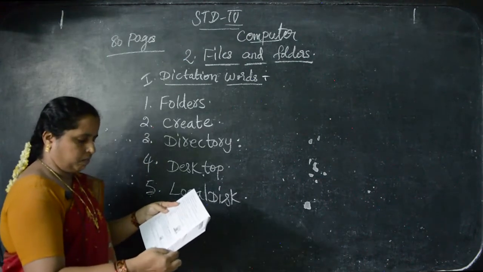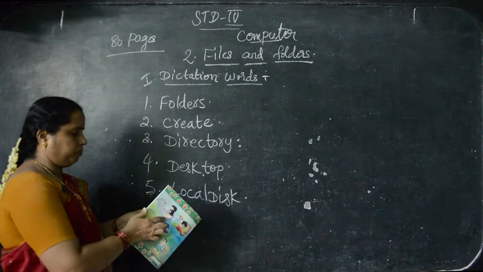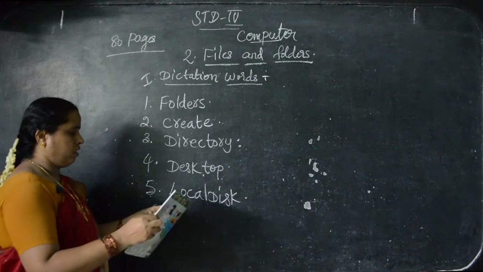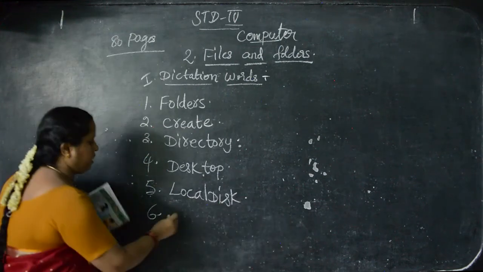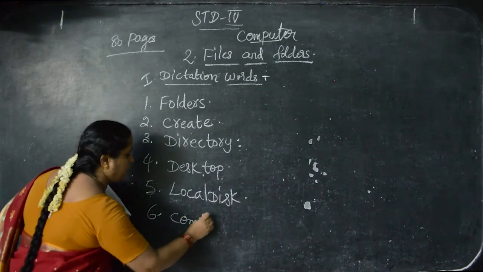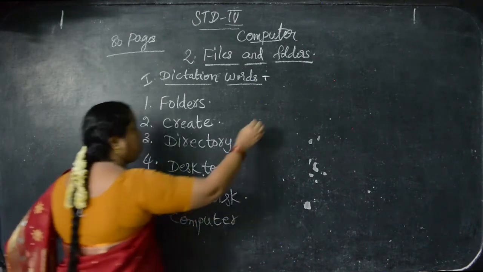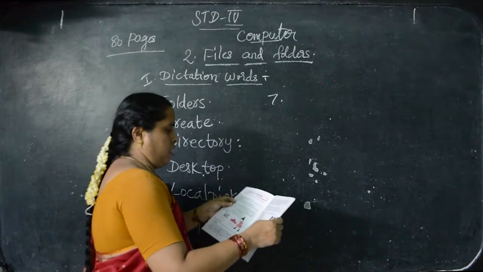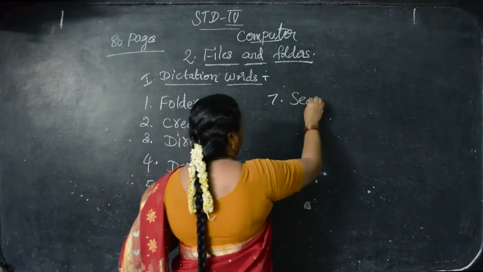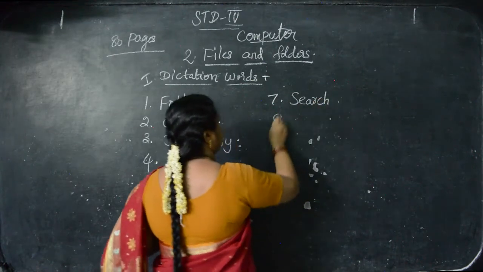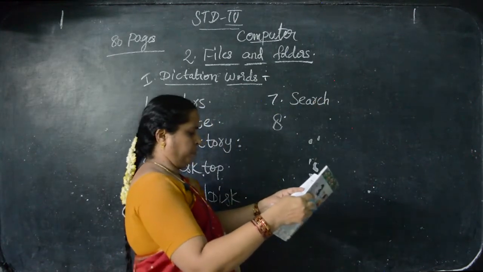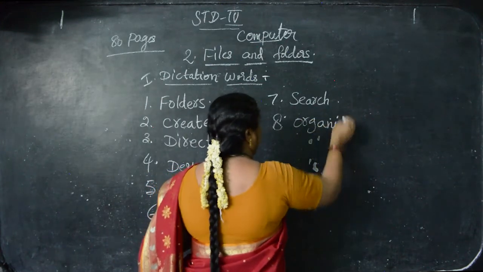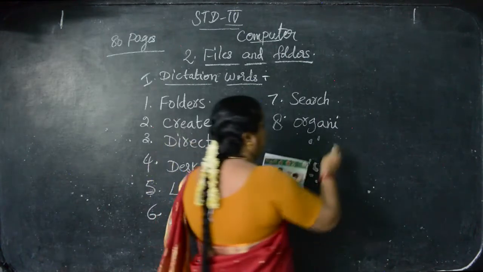Sixth one, computer, C-O-M-P-U-T-E-R, computer. Now, seventh one, search, S-E-A-R-C-H, search. Eighth one, organized, O-R-G-A-N-I-Z-E-D, organized.